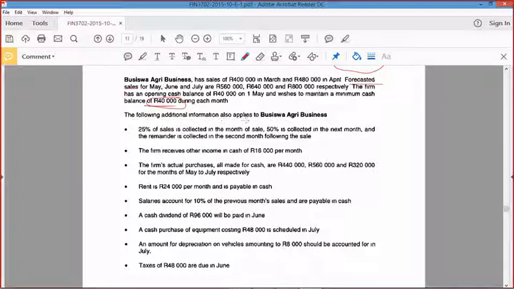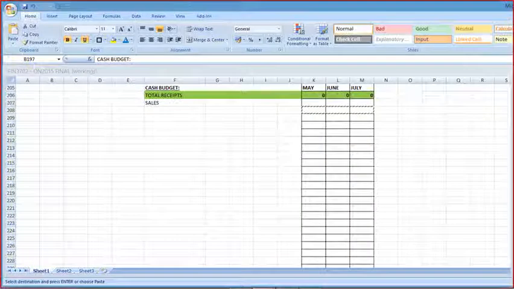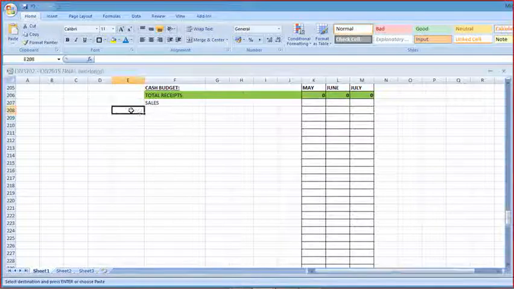Then they said the following additional information also applies. They've given you all of that information. So what must I do? I need to apply the information to a budget. The first point says 25% of sales is collected in the month of sale. 50% is collected in the next month, and the remainder is collected in the second month following the month of the sale. So can I analyze my sales? Yes, I can. So I'm going to take the sales, and I'm going to show that here.